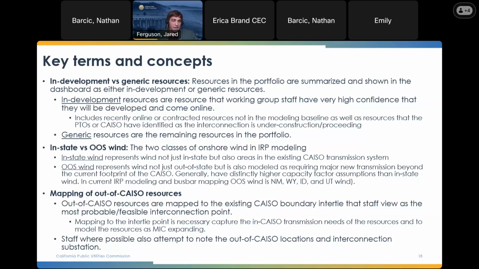ISO. So for example, in this base case, we've mapped a lot of the geothermal in the Salton Sea area as interconnecting to the ISO through the Mirage intertie up in the Riverside area. And so in the summaries, it will often show the geothermal as mapped to Mirage. So that's not saying we think the geothermal is going to be deployed in that part of the county of Riverside, but it's where it is interconnecting to the ISO system.